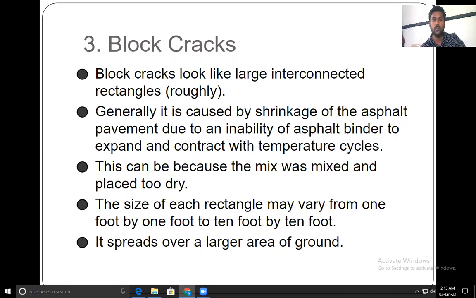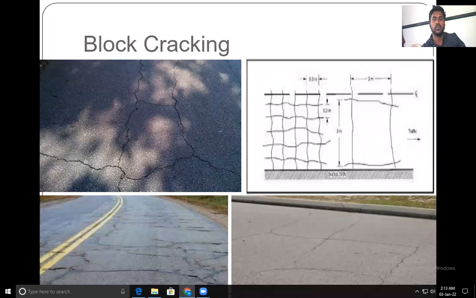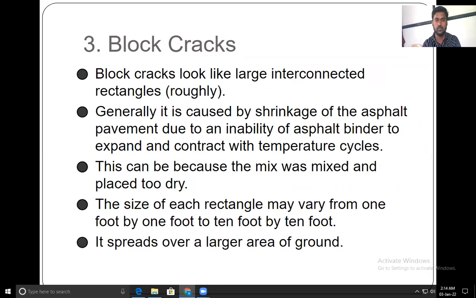The next type is the block crack. By the name also we can see, the cracks look like the block patterns on the road. So these cracks are known as the block cracks. You can see in the figure, the shape of these cracks looks like blocks. So these are named as the block cracks.